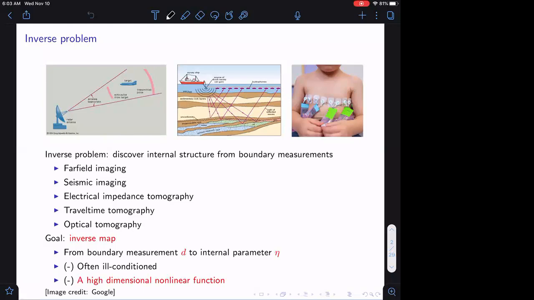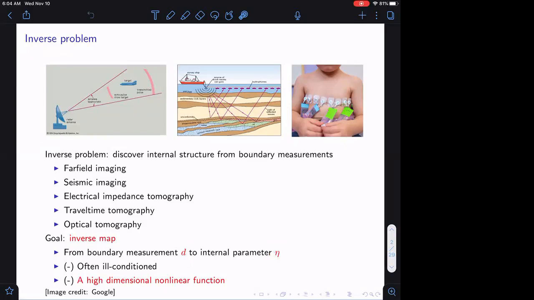Now, mathematically, to make it more precise, in all these example inverse problems, we have something called a boundary measurement, which I denote throughout this talk by D. And from the boundary measurement, what you want to do is figure out the internal parameter, which will be consistently denoted by eta throughout this talk.